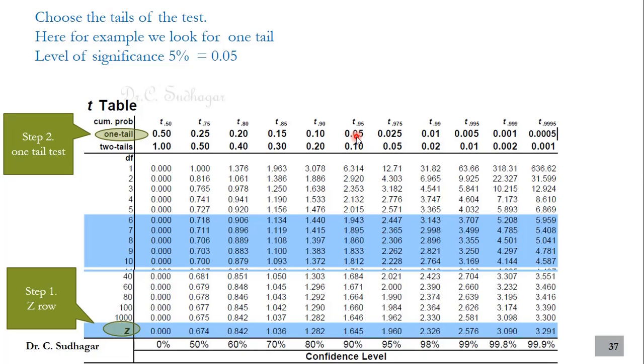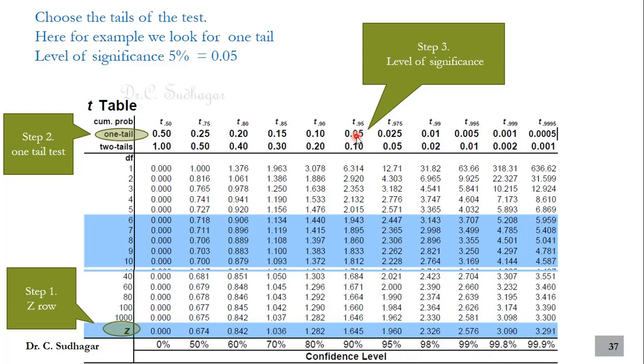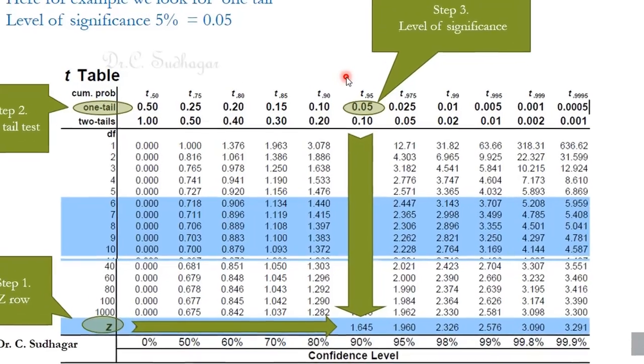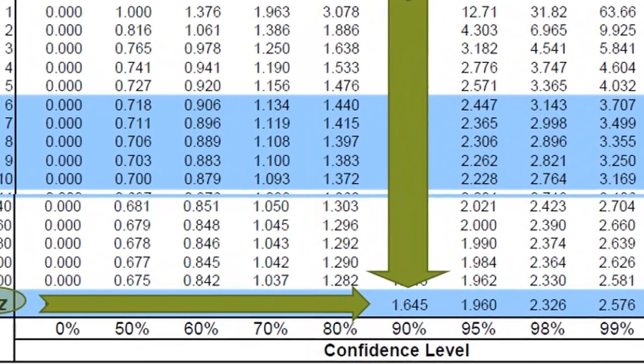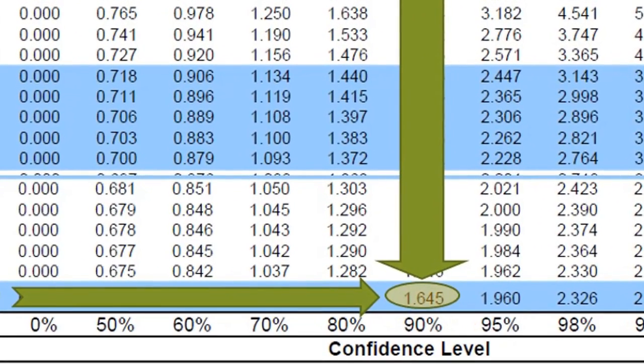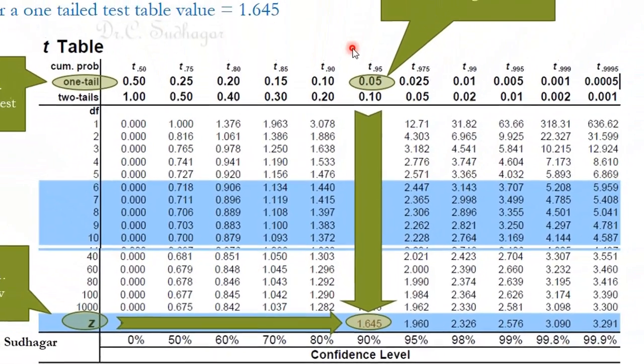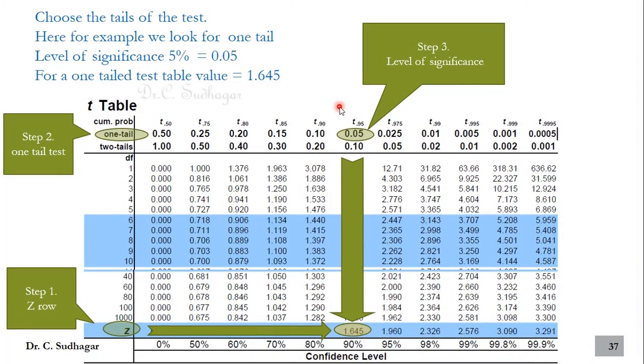5% means 5 by 100, that is going to be 0.05. Okay, so look for the value 0.05 here. Now take this row and this column, and we have 1.645 in the middle. So 1.645 is the table Z value. The table Z value for a one-tailed test at 5% level of significance is 1.645. This is how we have to use the Z table.